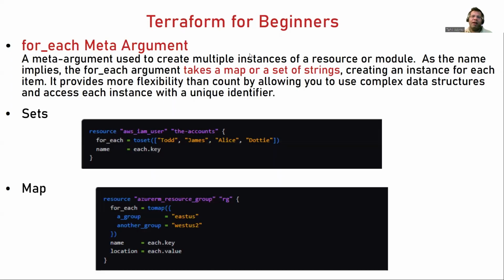Hello friends, welcome back to another exciting learning series of Terraform for beginners. And today we are going to talk about the second meta argument which you can use in Terraform, and that is none other than the for_each meta argument.